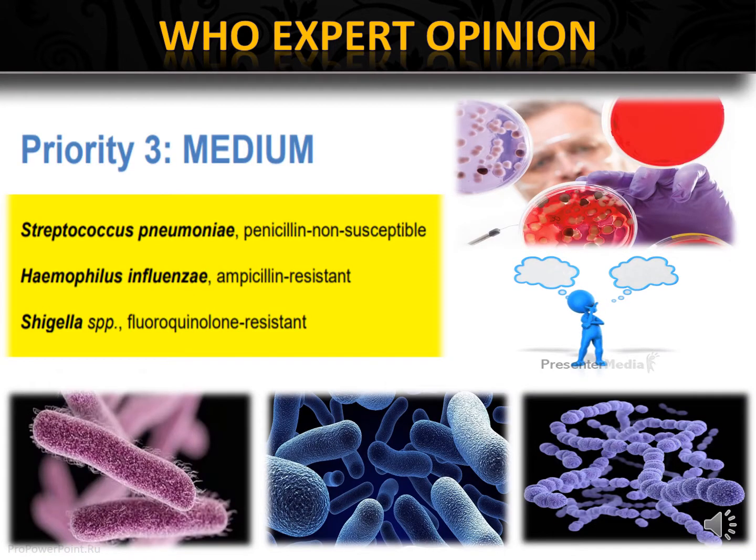And the last group, which our WHO experts suggest for us, is the medium group for formed resistance to different antimicrobial drugs. And you see 3 pathogens in this group: Streptococcus pneumoniae, Haemophilus influenzae, and Shigella. And you see different mechanisms of resistance to different antimicrobial drugs, of course.